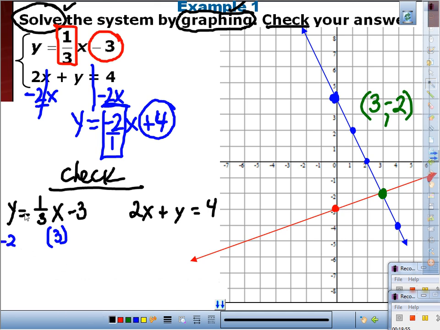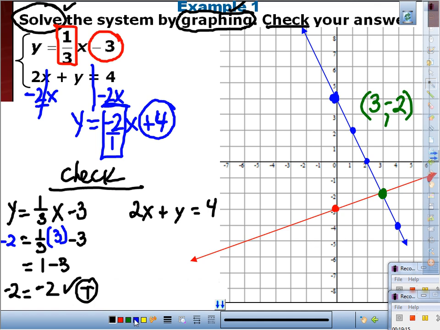I'm going to bring everything else down. -2 equals 1/3 times 3 minus 3. What is 1/3 times 3? 1. What is 1 minus 3? -2. Is -2 equal to -2? Yes, so that is true. It works for the first one. But now, since it's a system, it has to be true for both equations.